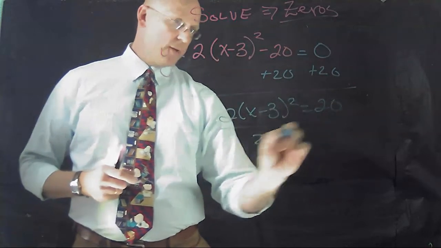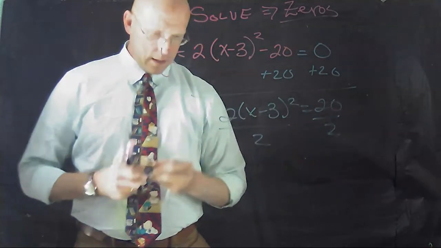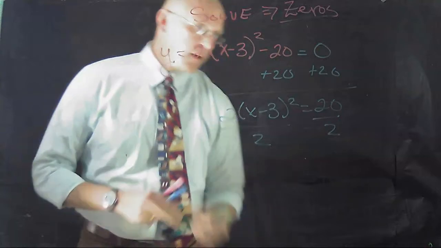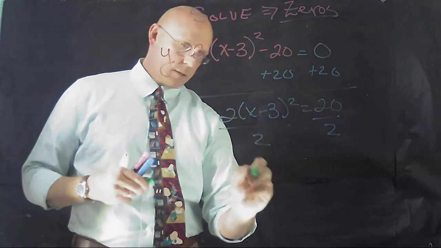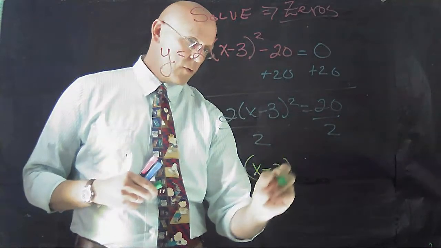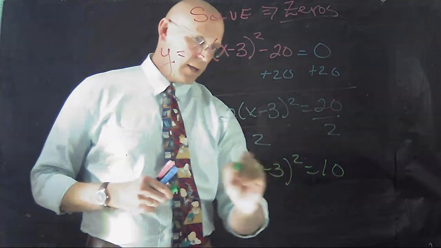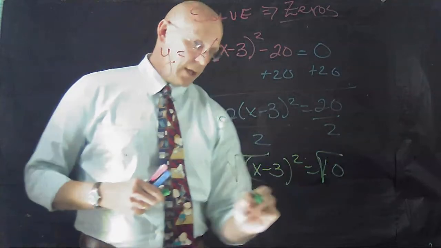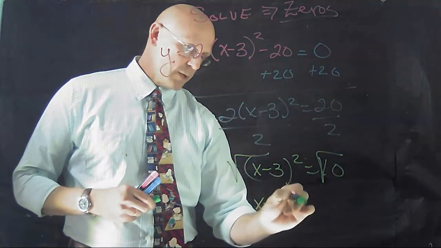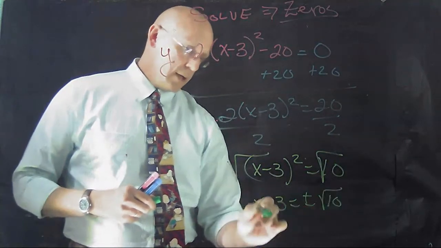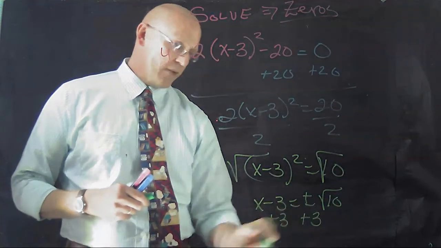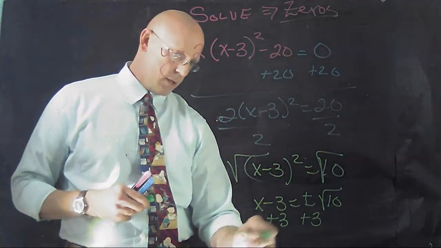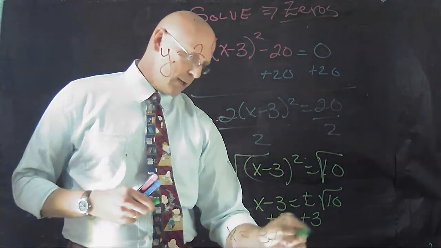Then I could divide by 2, and I would get x minus 3, the quantity squared, equals 10. I would take the square root, and I would get x minus 3 equals plus or minus radical 10. And I would add 3, and my final answer would be x equals 3 plus or minus radical 10.